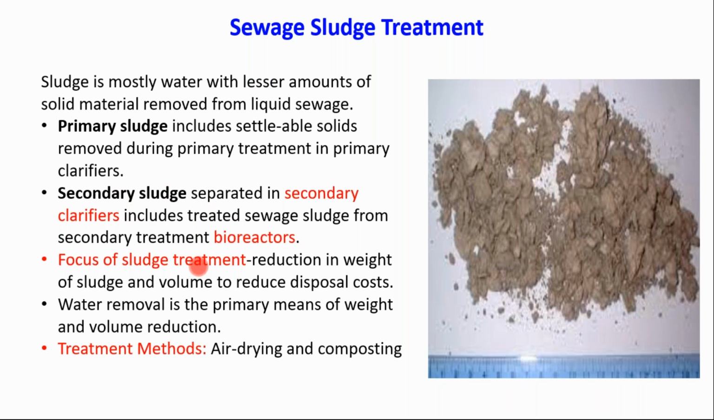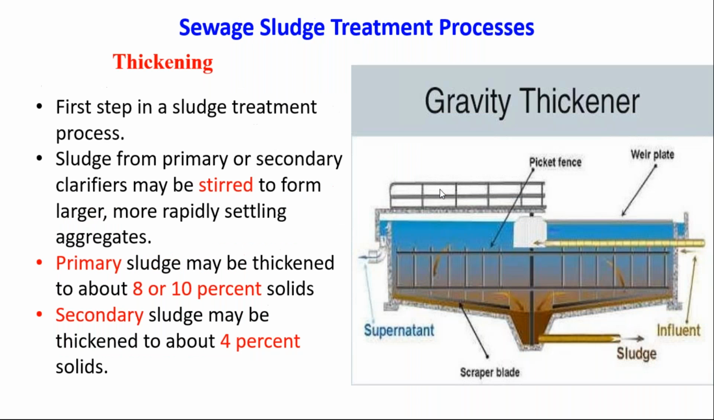The focus of sludge treatment is to reduce the weight and volume of sludge to reduce the disposal cost. Water removal is the primary means of weight and volume reduction, and there are different types of treatment techniques available for this sewage sludge, such as air drying, composting or some other processes. So let us discuss one by one what exactly the processes available in the market are.